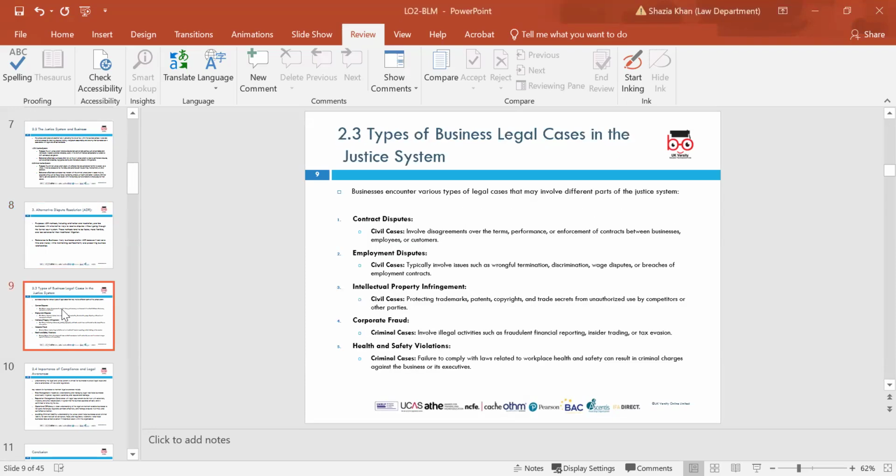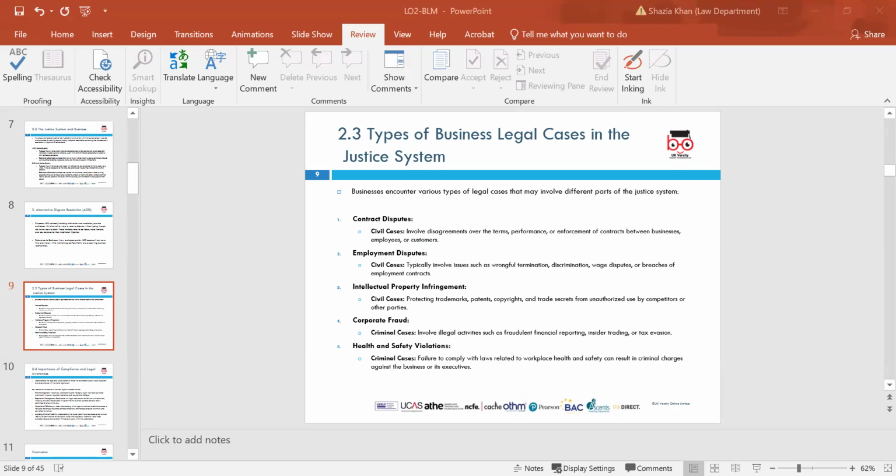So, 2.3, types of business legal cases in justice. Businesses encounter many legal cases, so there are many different ones encountered in regards to this. You've got contract law, which revolves around the creation and enforcement of cross-border and domestic agreements between businesses and individuals.